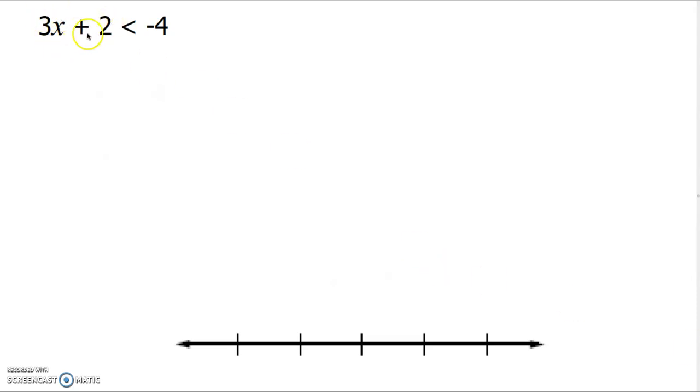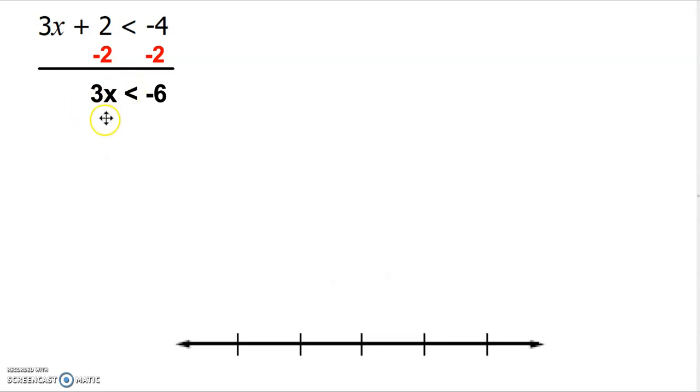Okay, so we are solving these the same way we solve equations, except for when we have to multiply or divide by a negative. That's the only change from an equation to an inequality. So first we would want to subtract 2, and we're left with 3x is less than negative 6. Notice subtraction, we don't have to flip the inequality. We're not multiplying or dividing by a negative, we're just subtracting. So this inequality is still balanced and still holds true.